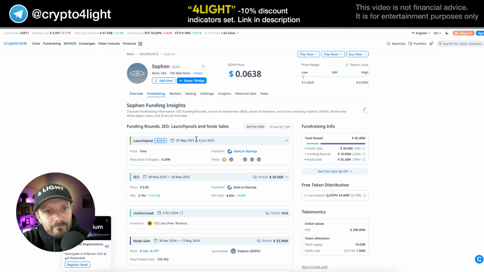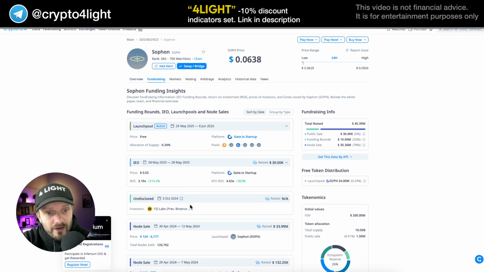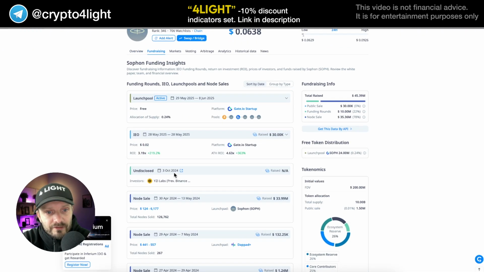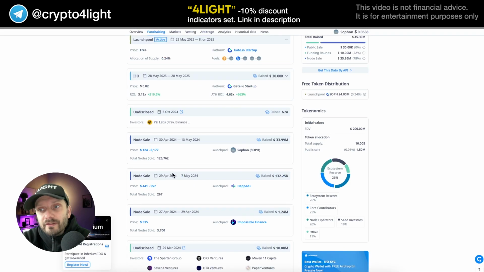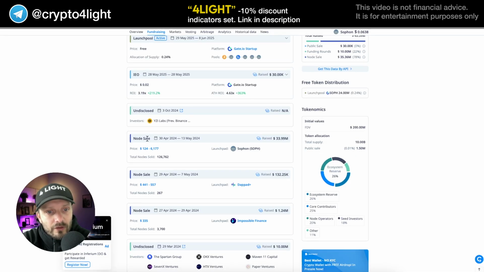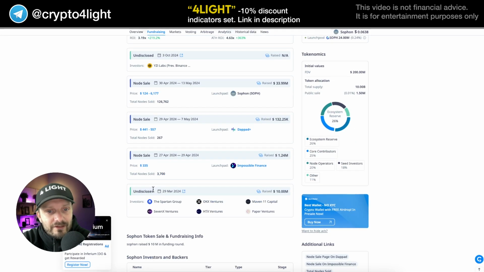Fundraising rounds, guys: here an undisclosed round was in October 2024. It's kind of interesting, right? And only now they launched on Binance Alpha. Kind of interesting, right? So not a sale, not a sale, not a sale. And here was an undisclosed round in March 2024, with the Spartan Group, HTX Ventures, and OKX Ventures investing 10 million.